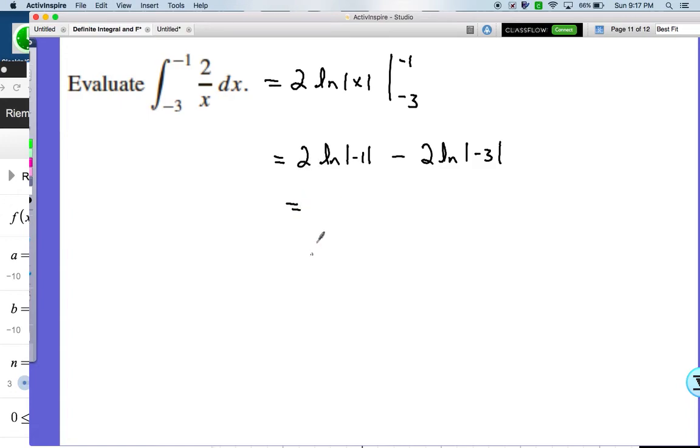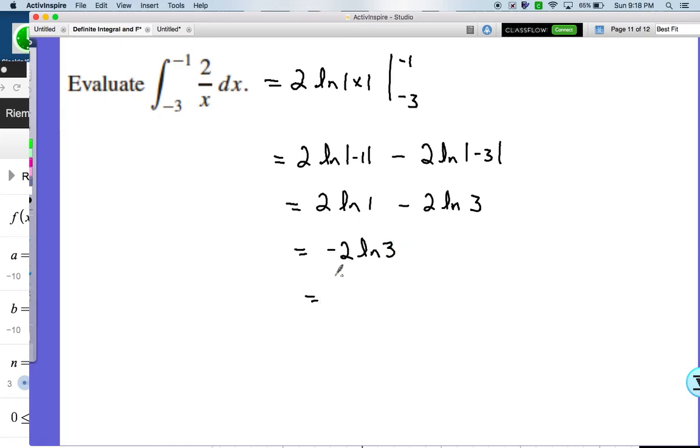And again, I could have put the 2 out in front and then put a bracket and put the natural log of negative 1 minus the natural log of negative 3. Natural log of positive 1 minus 2 times the natural log of 3. And so this answer can be written in one of many ways. The natural log of 1 is 0, because the base of natural log is e. So e to what power gives you 1? That'd be 0. And so you can write this as negative 2 times the natural log of 3.